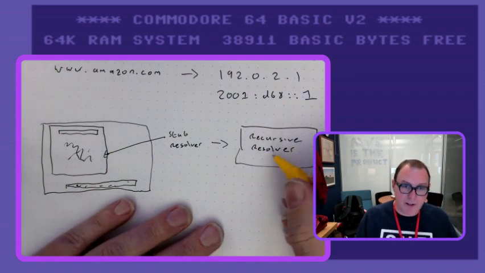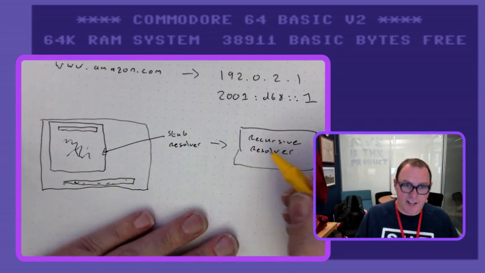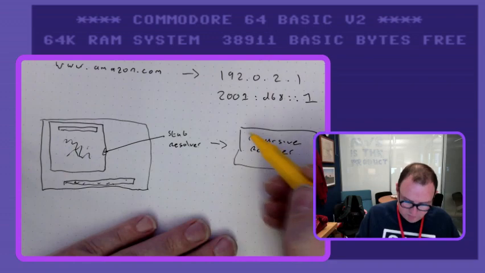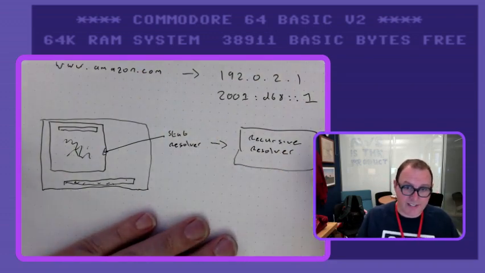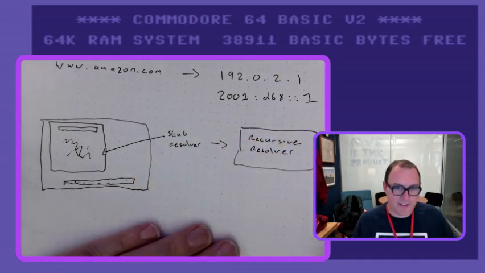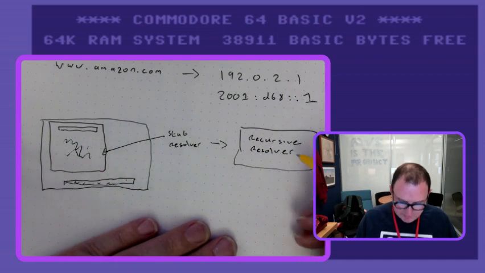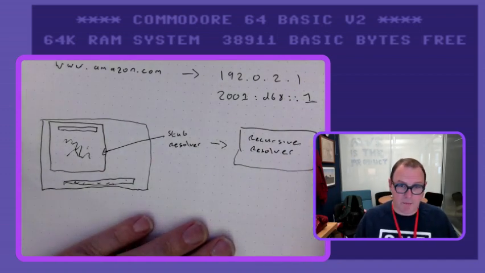And a recursive resolver is what does the bulk of the work. It's what's really going to take the name of the query, www.amazon.com, and go through quite a lot of steps to figure out what the IP should be, and then give you that answer back. And we'll go through those steps and how those work. But this is where that work is happening.